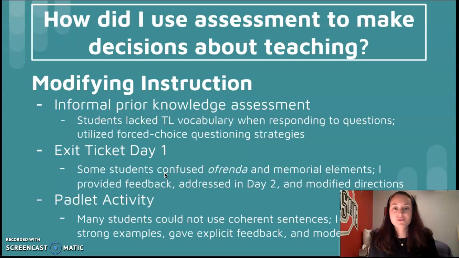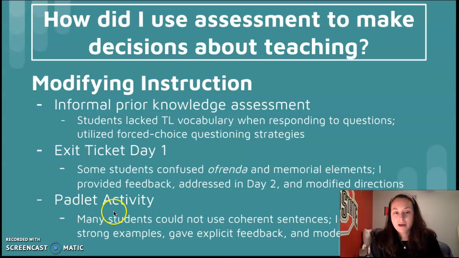I noticed that some students were confusing the items of the ofrenda with the Kobe Bryant Memorial. To those specific students, I provided written feedback and then addressed it as a whole class in day 2. Also, as the day went on, I realized the instructions might be slightly confusing. After modifying them slightly, I noticed that more students had success in later periods.